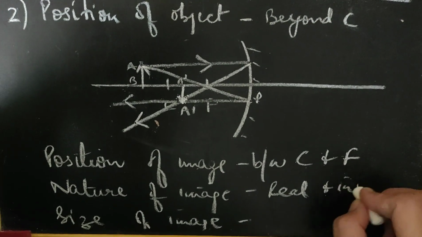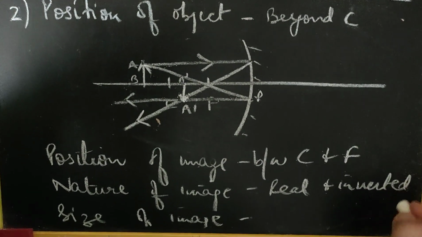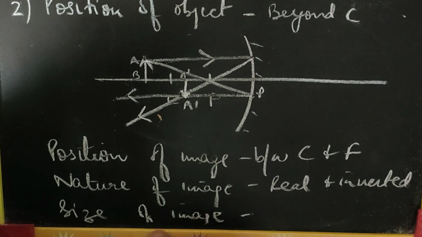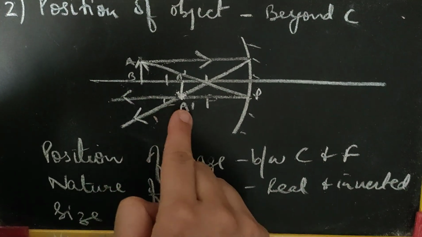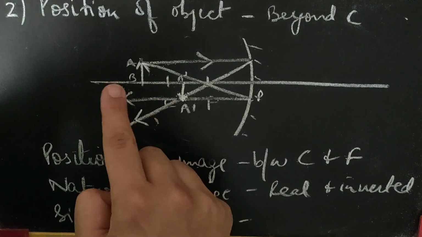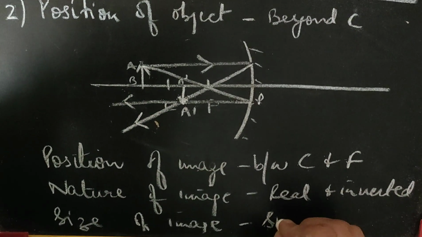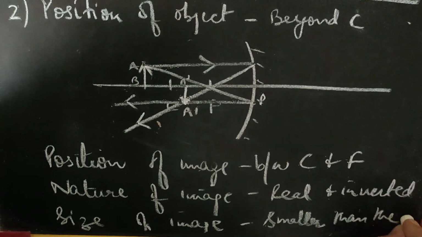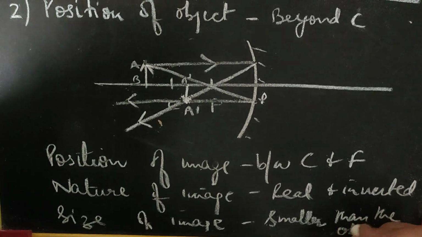Real क्यों बोल रहे हैं हम? Because light rays have actually intersected and formed the image, and real images are always inverted. And size of the image, as you can see, is smaller than the object. The size of the image is smaller than object, या फिर we can write diminished.